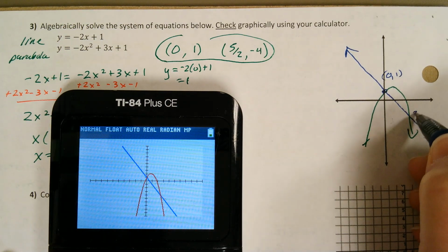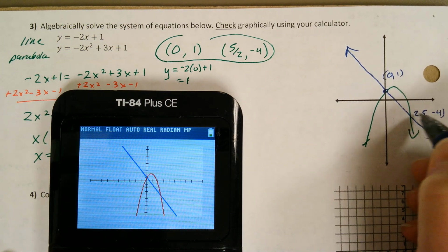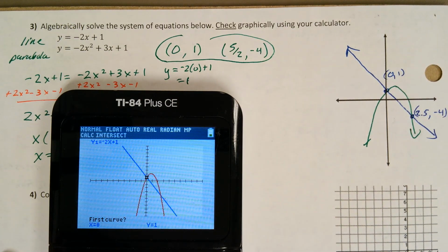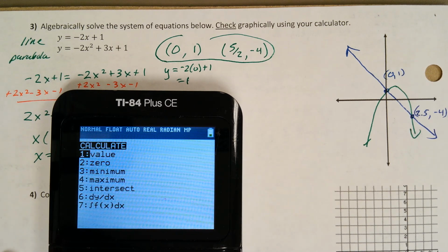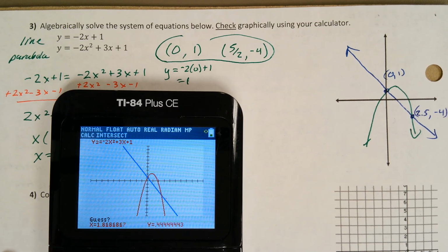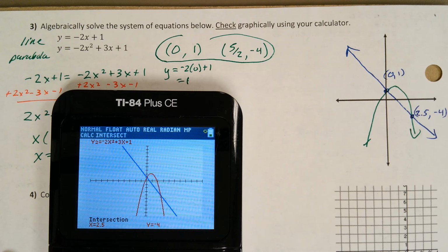(0, 1) and 2.5, negative 4. And second trace, number 5, will get us the intersection points. 0, 1, second trace, number 5 again, enter, enter. But for the guess, you have to move the cursor closer to the other point of intersection, 2.5, negative 4.